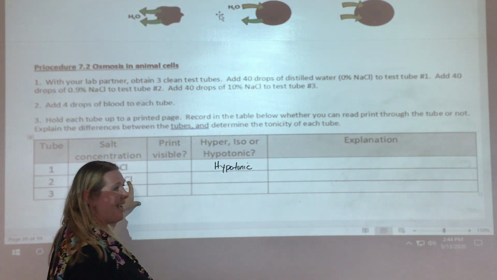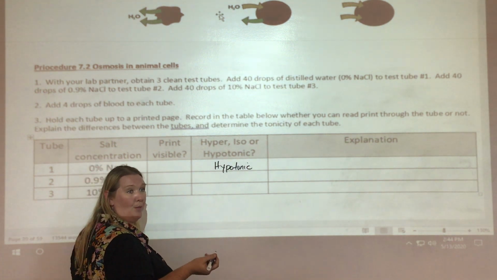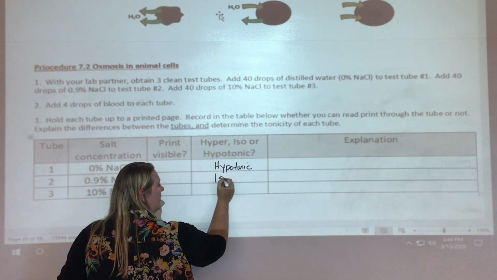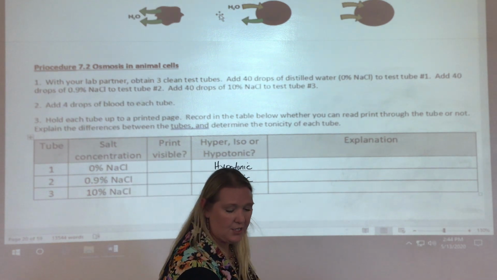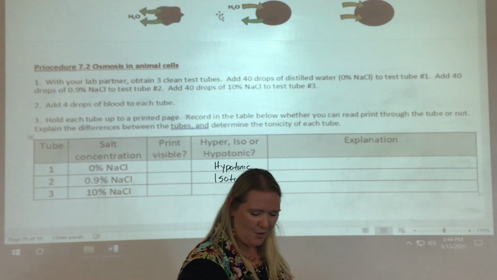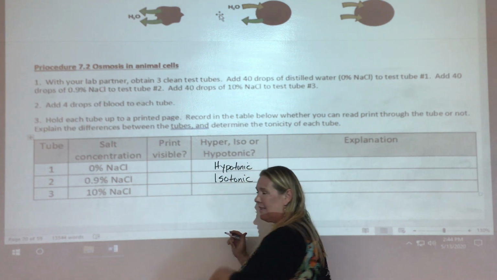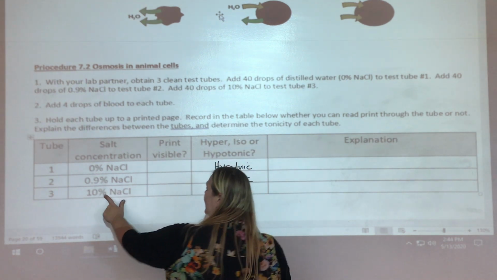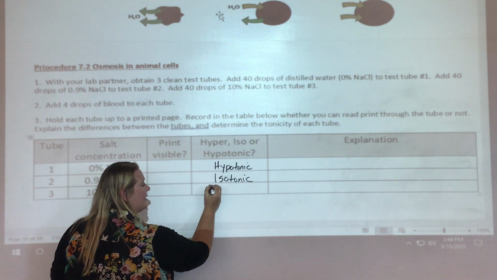Okay, 0.9% salt. I said that was the normal salt percentage in a human cell. That is isotonic. That's test tube number 2. They all look like clear liquids, right, from your end. We're going to see some differences in a second. And then 10%. This is exactly the example that I used when I drew those beakers. 10% salt is higher than 0.9, so it's hypertonic.